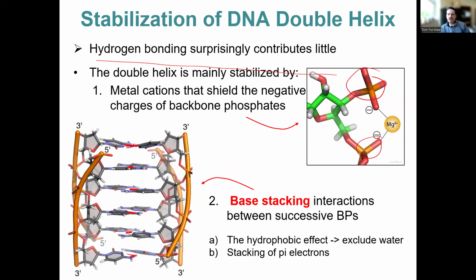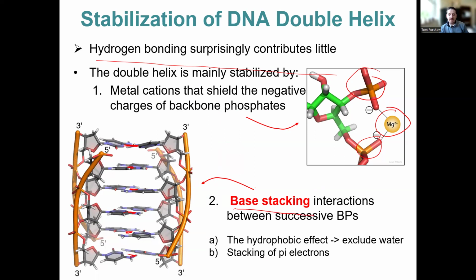So in cells, you have to have a counter ion, and that is magnesium. And the magnesium counter ion helps to keep the DNA backbone together by dispelling the repelling negative charges of the backbone. And I remember the other one I said as well is this base stacking.